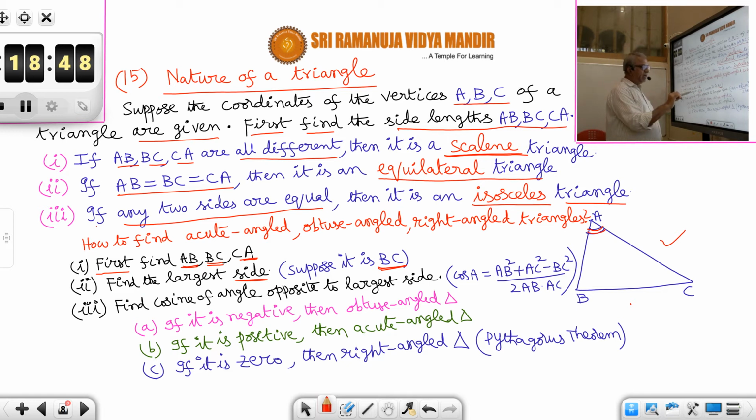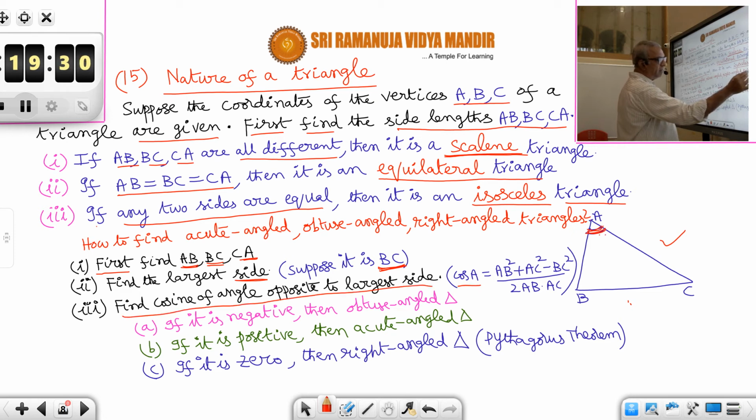So if it is a right angle triangle or an obtuse angle triangle, there will be only one right angle or only one obtuse angle in the triangle. That right angle or obtuse angle should be opposite to the largest side. So therefore find the largest side, and for the angle opposite to the largest side, find cos A using the cosine rule. In this example we are supposing that side BC is the largest side. What is the angle opposite to it? Angle A is the opposite angle. So find cos A.